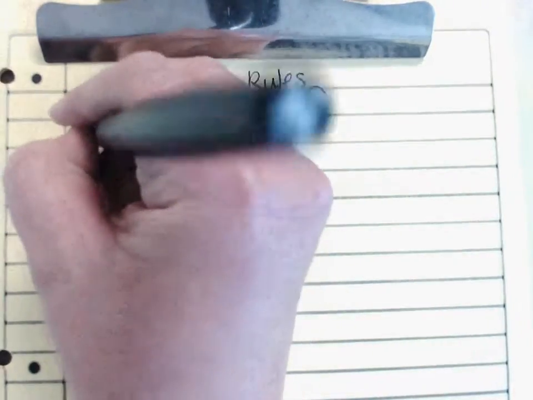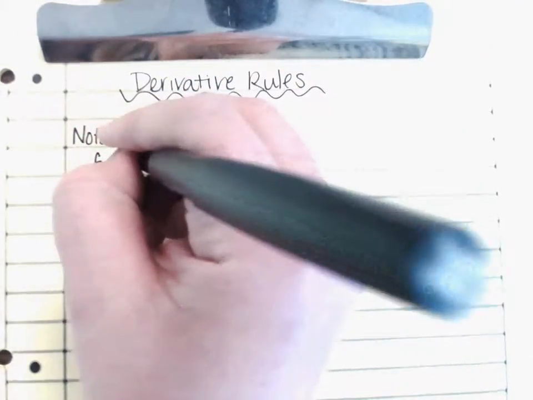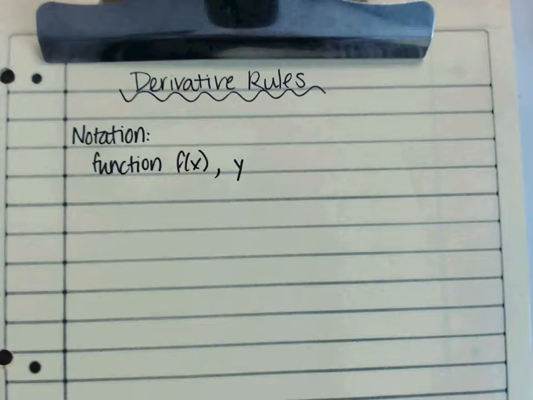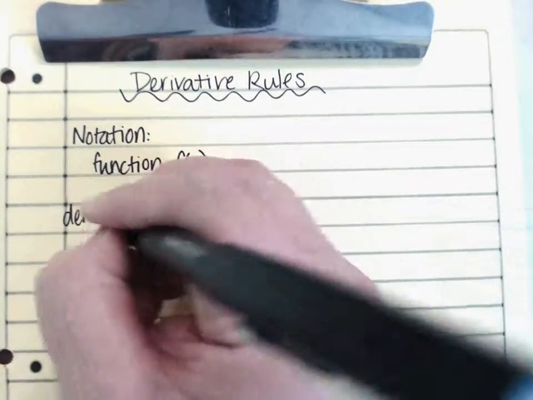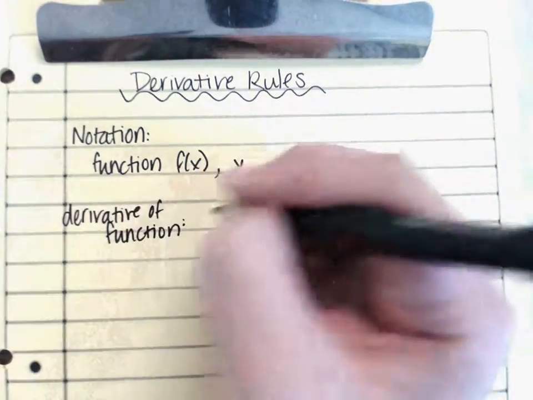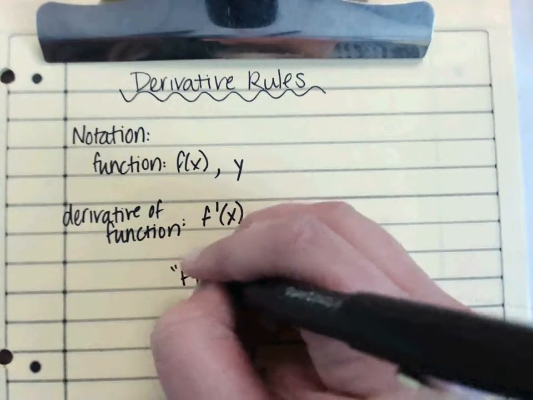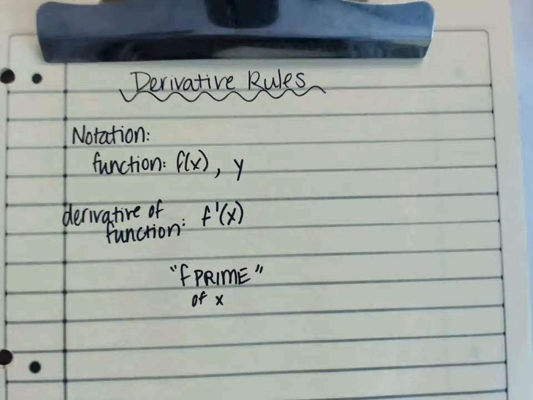Let's cover notation first. Let's say you have a function. You can call it f of x, or y, or g of x, or whatever you want. If you take the derivative of that function, you would call it f prime of x. And what does that do? F prime of x. So the little mark there is called a prime, and that is how you take the derivative.